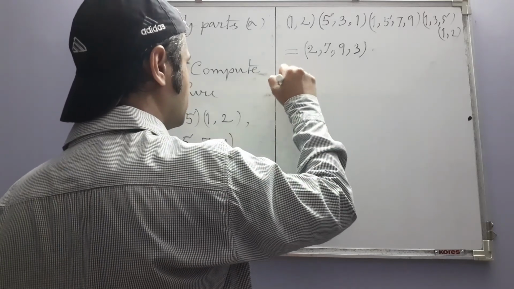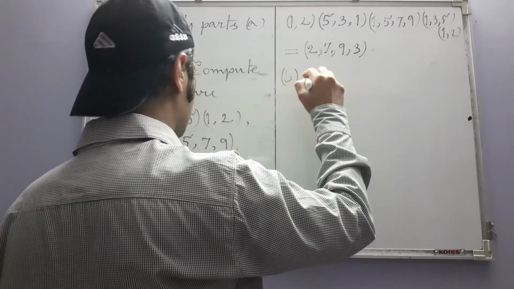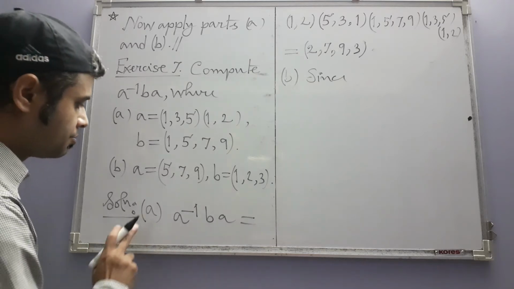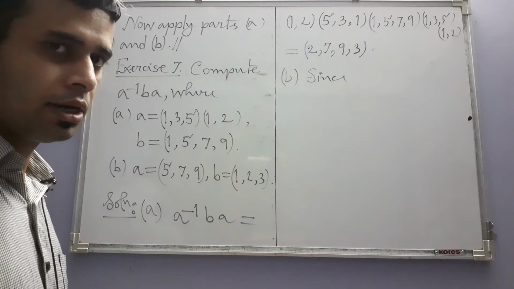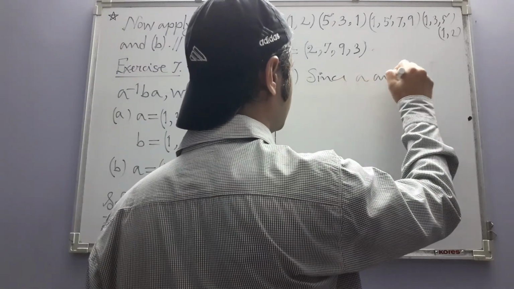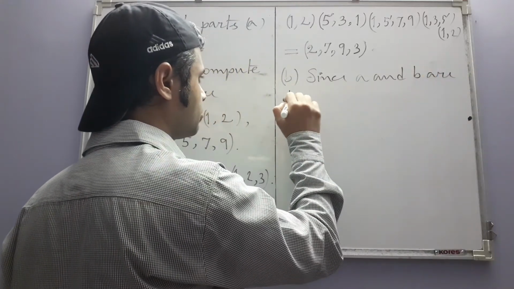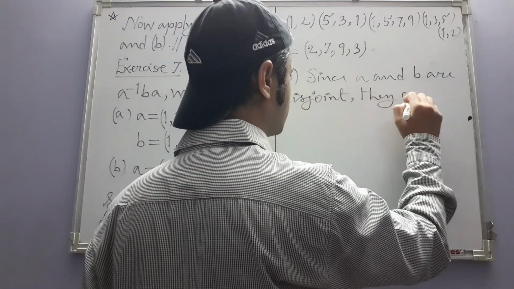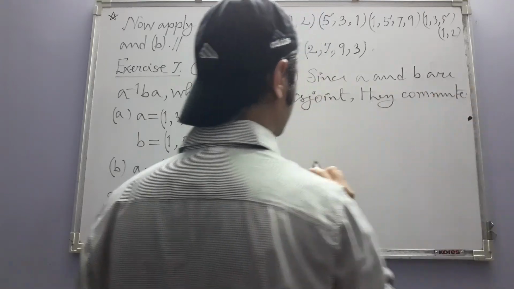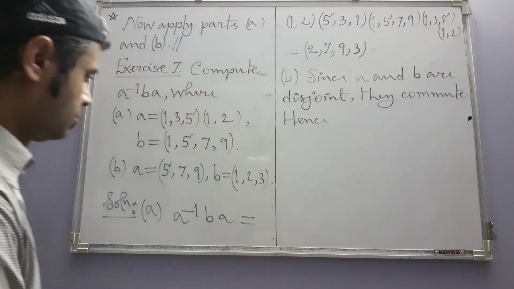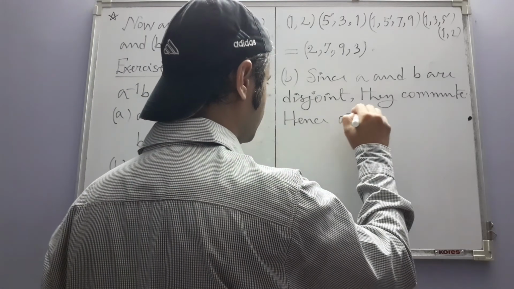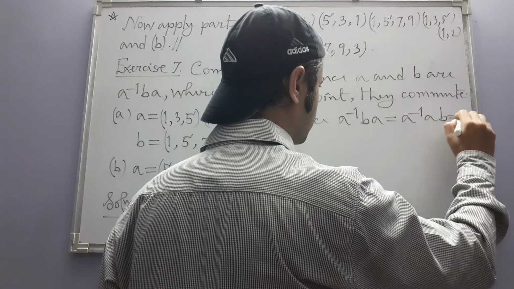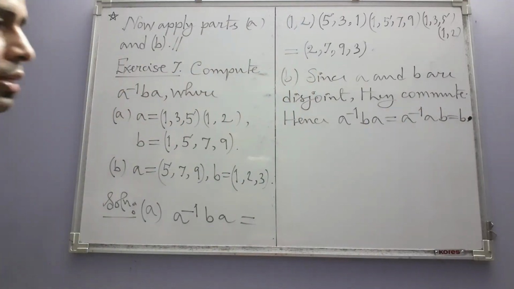And then part B. Here we do not even have to put the values or even look at them. That is because A and B are disjoint cycles, so they will commute. Since A and B are disjoint, they commute. Hence, A inverse BA. They commute means BA is equal to AB. So in this case, the answer is B, and that's just it.